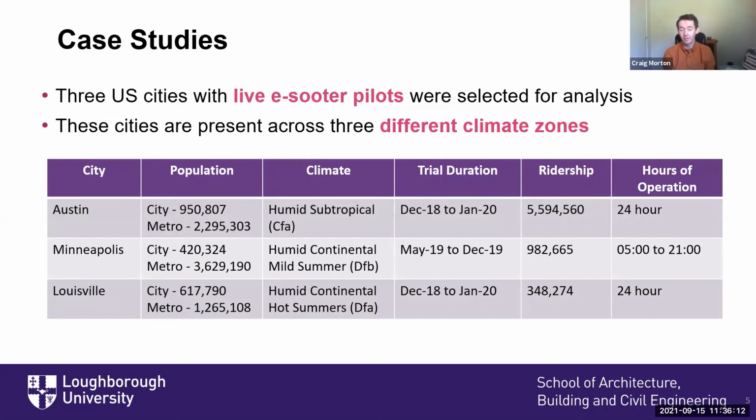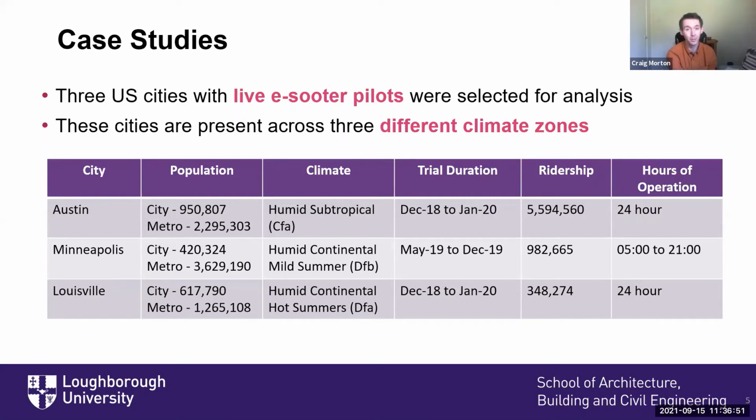In terms of the climate, you have Minneapolis being the most northern city. It has a climate called a humid continental mild summer. Louisville is in the middle of the continental US, and Austin is in Texas, and it has a subtropical humid climate. For all three cities, we have trial data throughout 2019, but for Minneapolis, it's slightly shorter. We only have the trial data from May through to the end of the year, whereas for Austin and Louisville, we have trial data all the way through 2019.